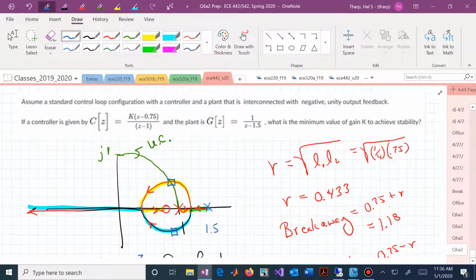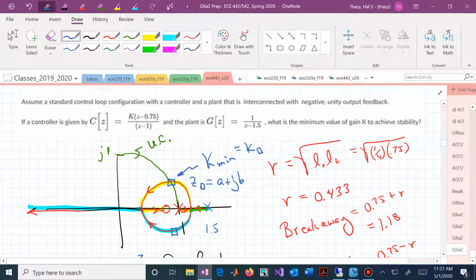We have 2 branches. We need those 2 branches to simultaneously be inside the unit circle. The first value of gain where that occurs is at that box. We need to crank up the gain K to get us to that location in the z-plane, which is maybe given by z box as a plus jb, and then we need to find the gain K to get us to that location. We could in fact calculate the breakaway point.